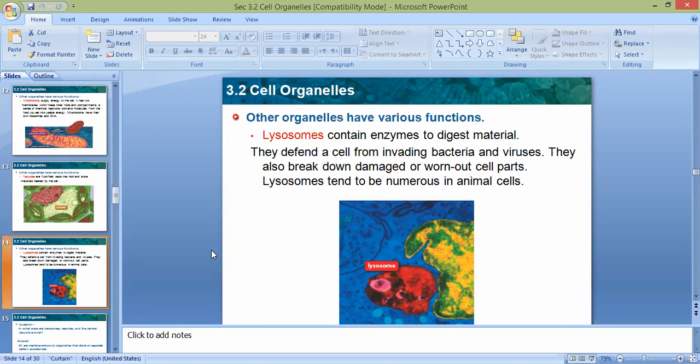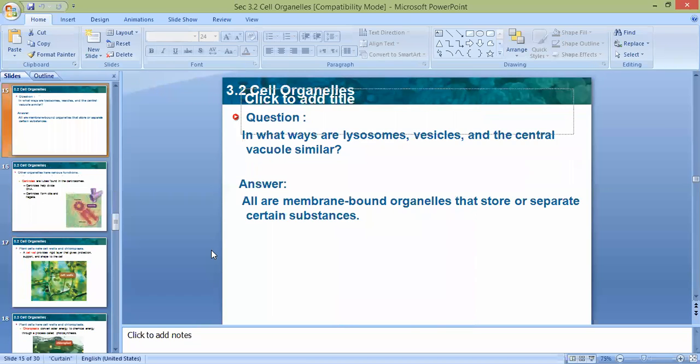Lysosomes have enzymes to digest material. If anything invades the cell, like bacteria or viruses, lysosomes will destroy it. If there are any waste or worn-out cell parts that the cell doesn't need, they will be broken down by the lysosomes. Okay? Tamam.